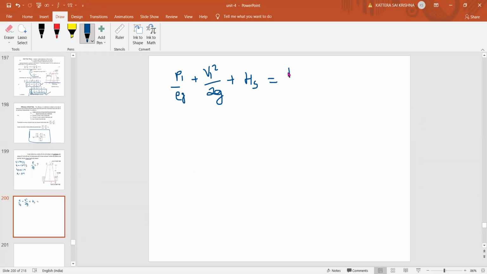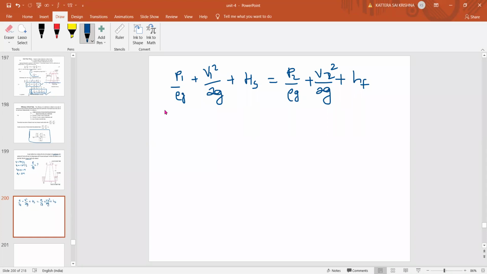equal to P2 by rho g plus V2 squared by 2g. Here the Z value will be Z0. So the loss left is HF, right? So if you remember this, we can find P1 by rho g.